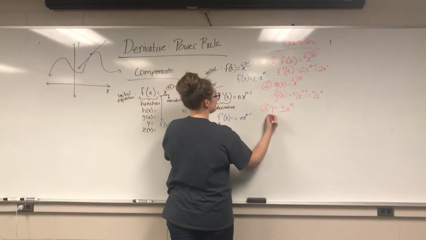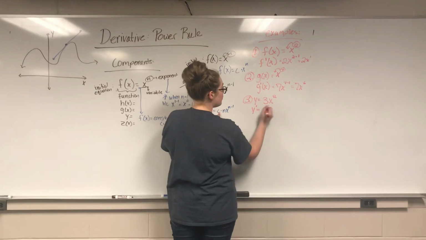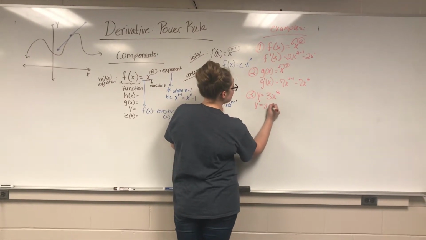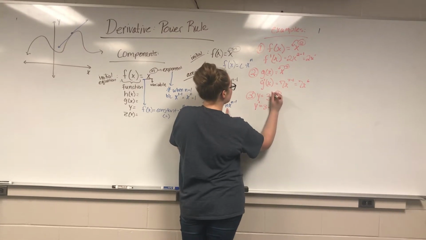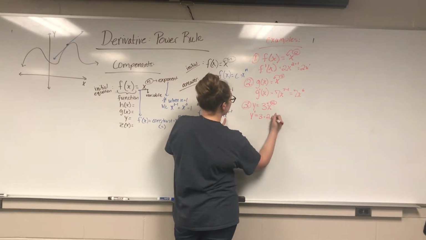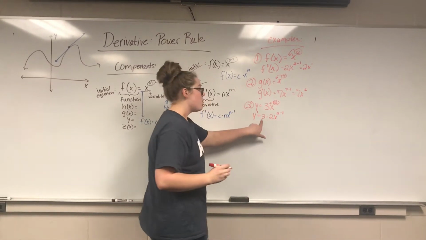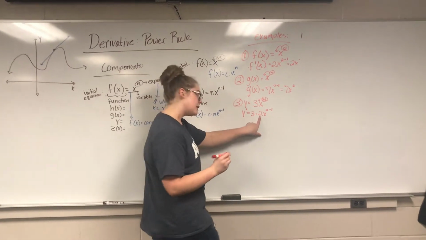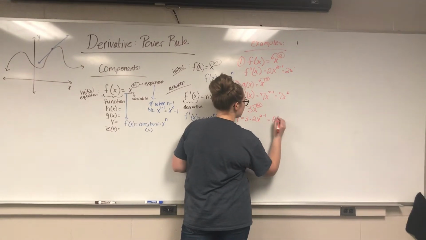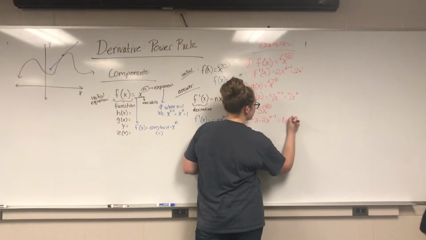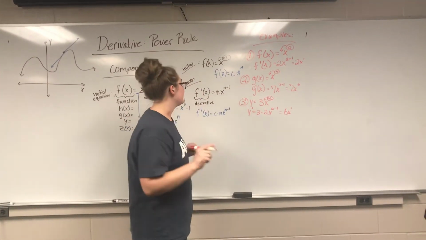So start off with your notation. Y prime is c, so we keep the 3 right here. 3 times n, bring down your 2, 2x, 2 minus 1. So now we multiply the 3 and the 2 together. That equals 6x to the first. Very easy.